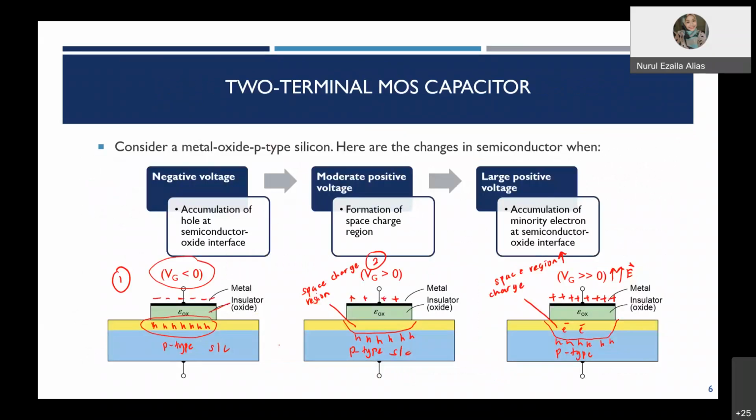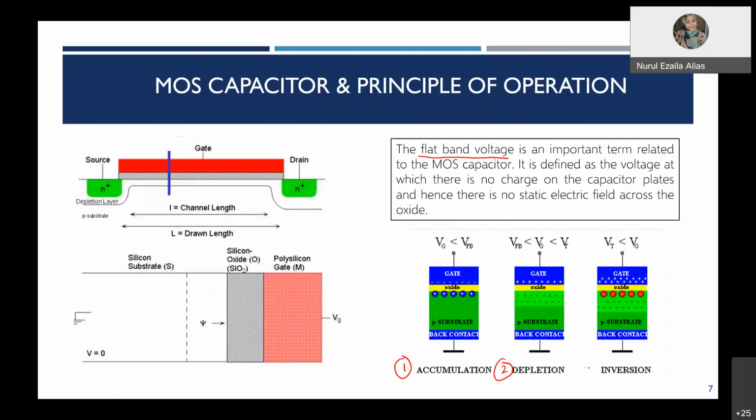Number 3, when you apply a very large positive voltage, is the same as the second one. However, in this case, with a very large positive voltage, the space charge region becomes much greater, and we call this the inversion region. So these are the three modes of operation that you are going to look at in this topic.